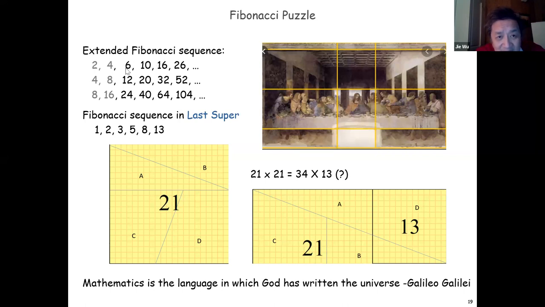You add this to get 6, 4 plus 6 is 10, 6 plus 10 is 16, and 26, and so on. This one is 12, 20, 32, 52, and so on. Then you get a bunch of extended Fibonacci sequences by giving initial Fibonacci seeds. I call them Fibonacci seeds, or the value, which is always 2 to the k. The next one is 2 to the k plus 1, to the power of k plus 1.